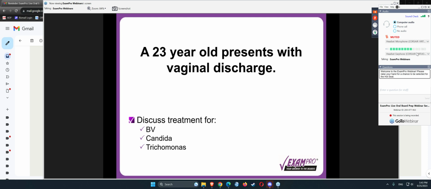I will just mention that for BV, you could also use clindamycin vaginal cream. And for trichomonas, another common therapy would be either tinidazole or secnidazole. Both of those treatments have the advantage of being a single dose treatment, but they are limited to non-pregnant patients. So again, Dr. Todd, I appreciate you taking this first case. I think you did a very nice job.